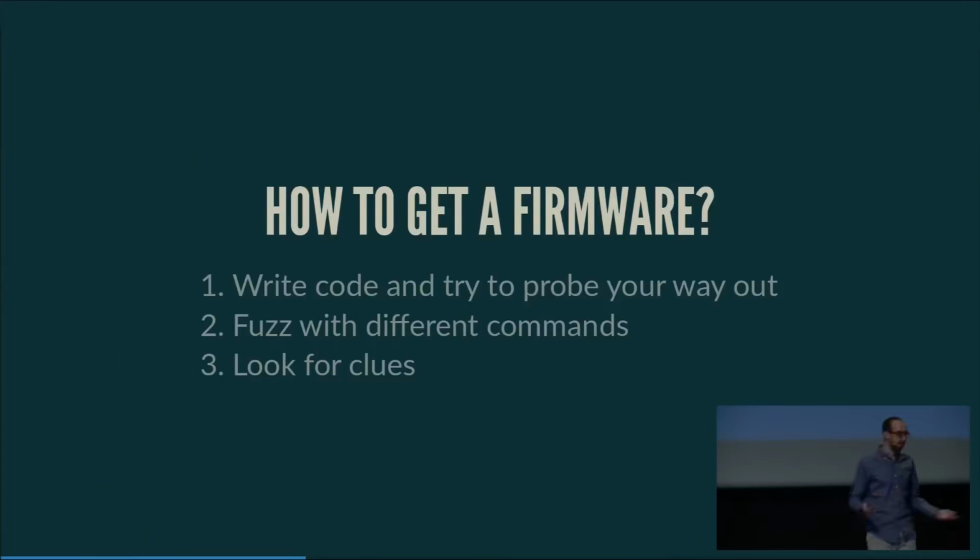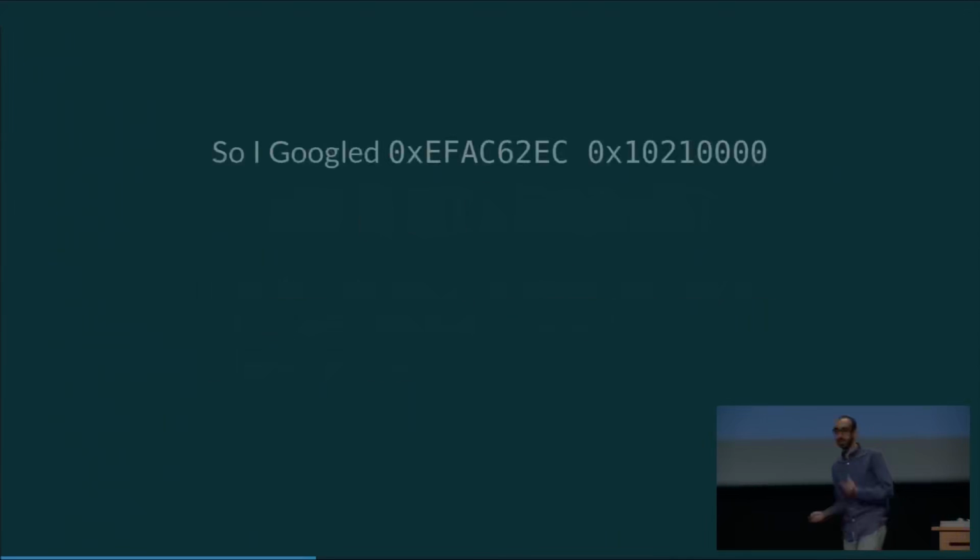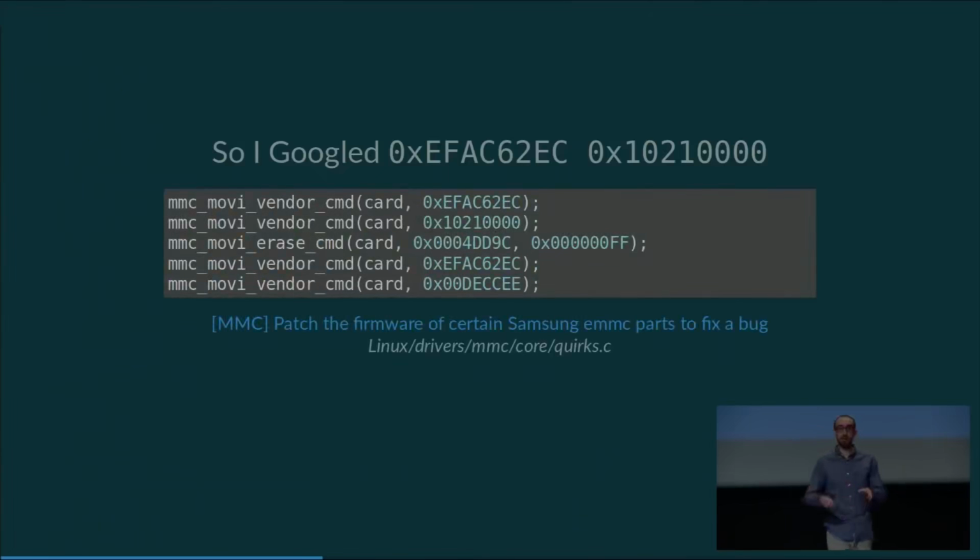So the last thing I thought about doing is to look for clues. So how do you look for clues? I just Googled these numbers that Samsung used to enter this backdoor mode. And I saw a different patch. So this is a patch from a different device, and it's called patch the firmware of certain Samsung eMMC parts to fix a bug. And it uses the same mode as before.